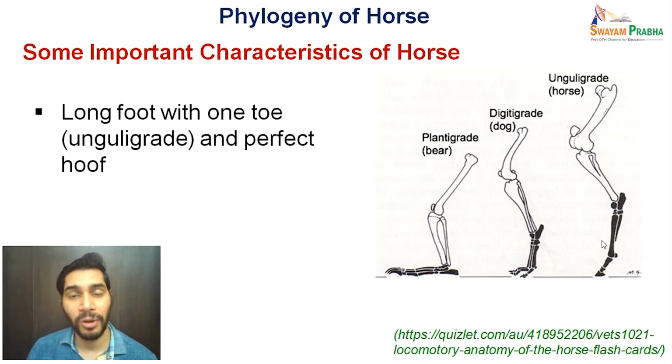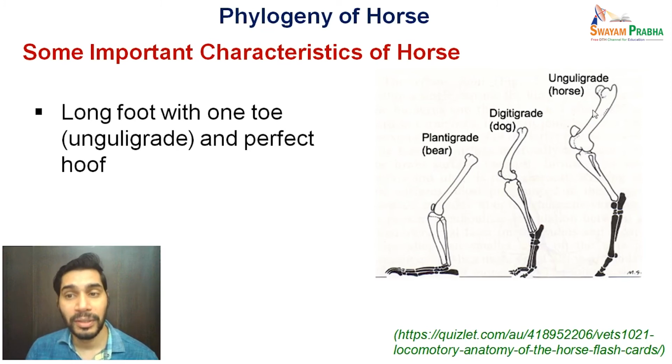Whereas in horse, it is still lesser, only the tip portion, which we call the hoof, is touching the ground; everything else is above the ground. Where the whole foot is touching the ground is called plantigrade. Then only this part is called digitigrade. Only the tip is called unguligrade. So you can compare from bear to dog to horse in terms of running.